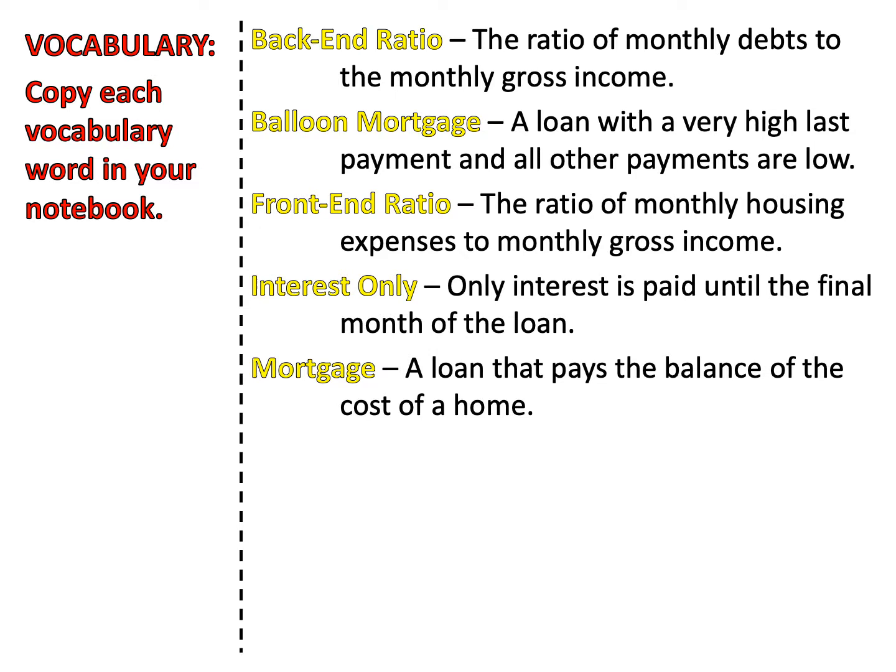Some vocabulary that's going to be important for this unit. We have back-end ratio, which is the ratio of monthly debts to the monthly gross income. We have balloon mortgage, which is a loan with a very high last payment and all other payments are low. We have the front-end ratio, which is the ratio of monthly housing expenses to monthly gross income. Interest only, where only interest is paid until the final month of the loan. And we have a mortgage, which is a loan that pays the balance of the cost of a home.